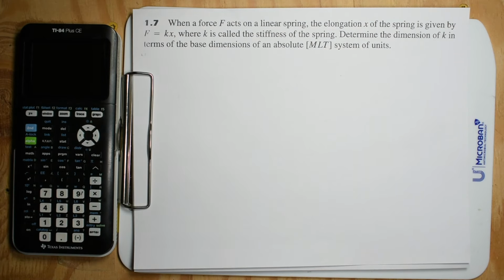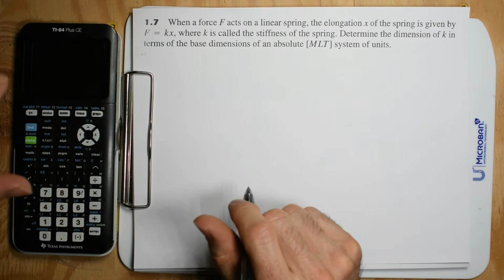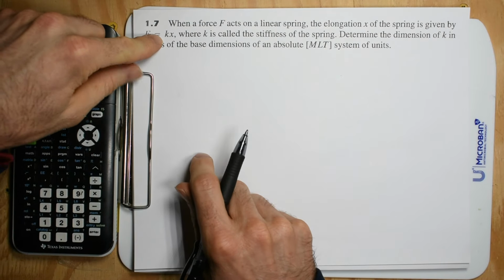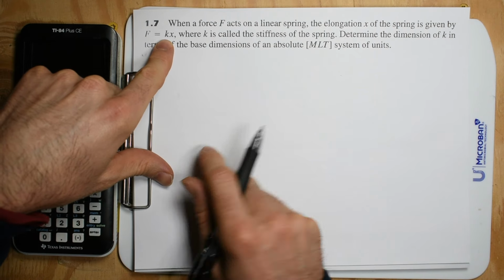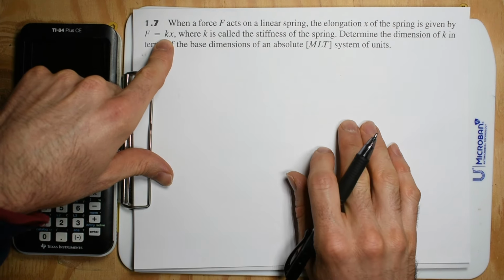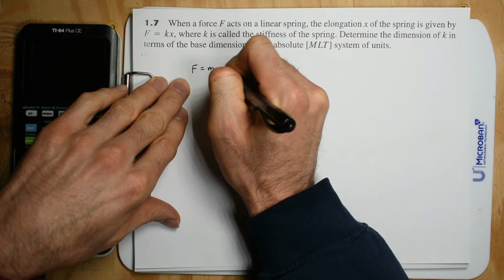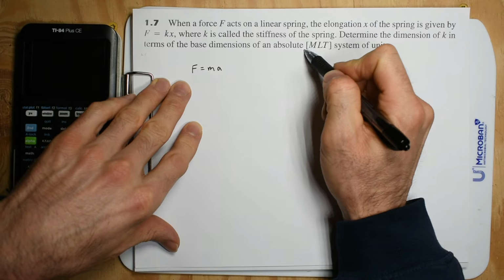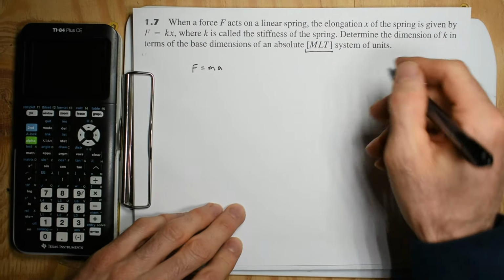So we got problem 7. Now you can refer to problem 1.6 because I just did it. At the end of problem 1.6, I was just like, oh, hell yeah. This totally leads into finding the spring constant K and finding the units for the spring constant. And so we'll just start by doing F equals MA, because this problem says, hey, you got to use the MLT system.